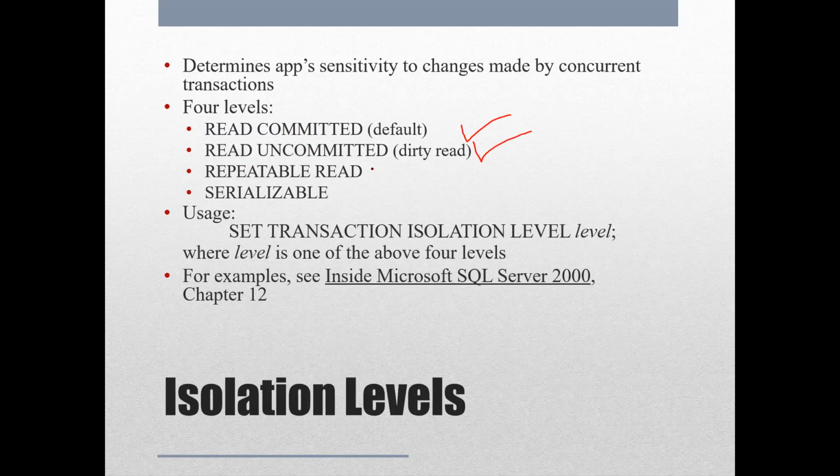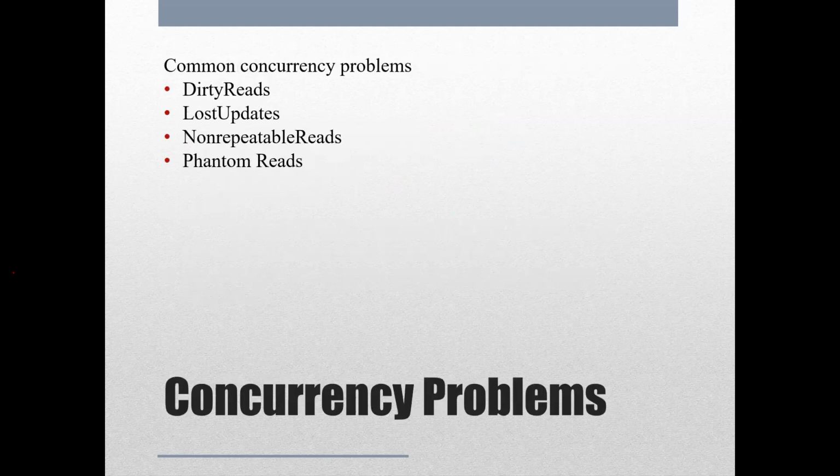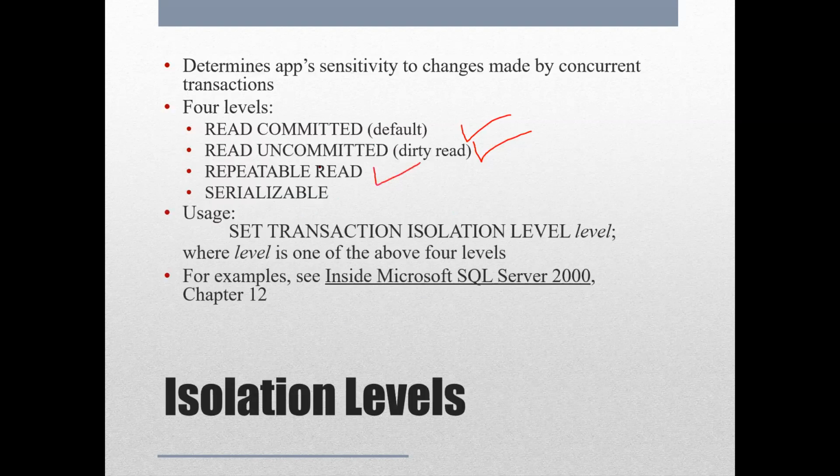Then we have repeatable read. There is another isolation level, and you might be guessing that for solving non-repeatable reads, we will be using this repeatable read option. And then we have a serializable one. And we set the transaction isolation level with the complete words: read committed, read uncommitted, repeatable read, or serializable. So we have to just cap that. You can see chapter 12 of this book if you want to see the examples of that. And one more thing, a very interesting thing.